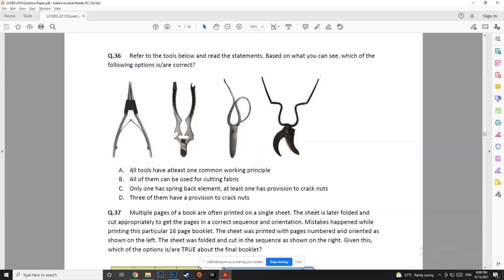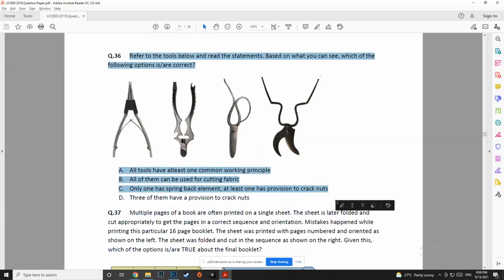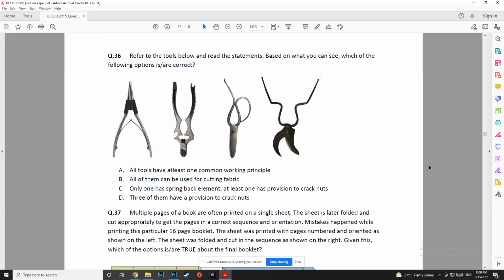Let us do this one quickly. So refer to the tools below and read the statement. Based on what you can see, which of the following options is or are correct. All tools have at least one common working principle. Is that correct? Is it correct or not? Yes, right. They have a bolt in the center and there is a pivoting happening on both ends. All of them can be used to cut fabric. Is that correct?